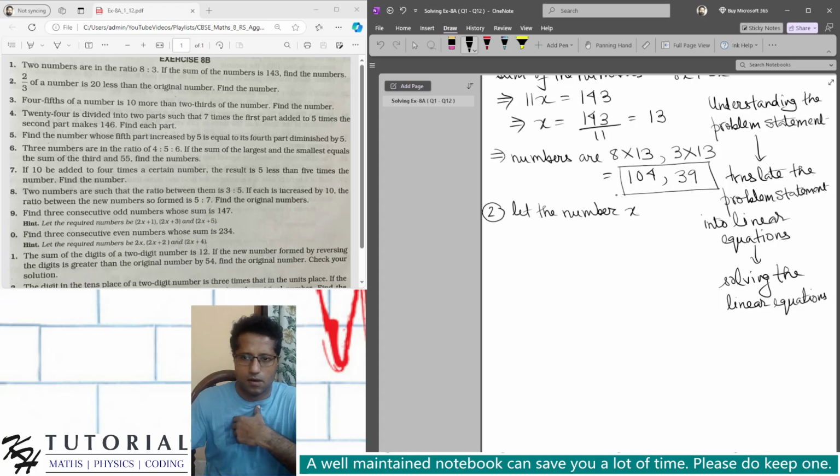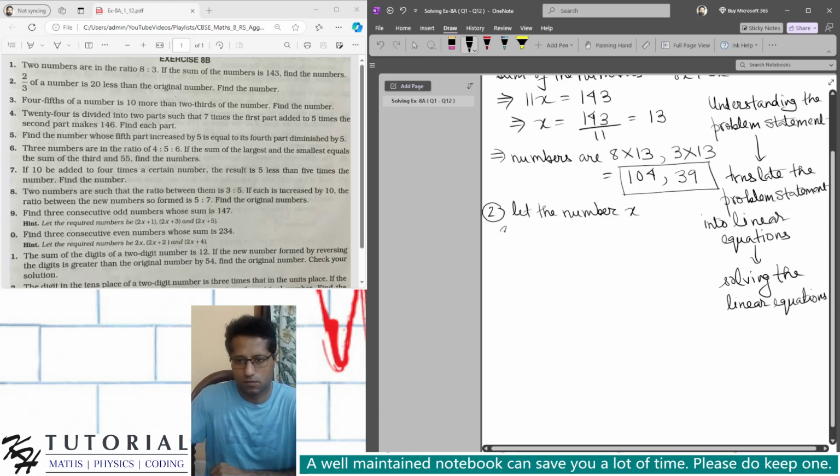Usually for variables we use the letters x, y, z, and for constant literals, that is literals which will have constant values, they are taken as a, b, c. Okay, so let the number be x. Then what information is given? It is said that 2/3 of the number is 20 less than the original number. So what is 2/3 of x? This is the "of" operator. Of operator is nothing but multiplication. So we have 2/3 of x means 2/3 multiplied by x. This is 2x by 3.